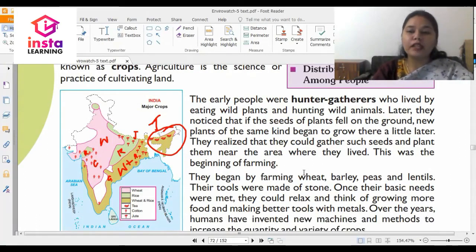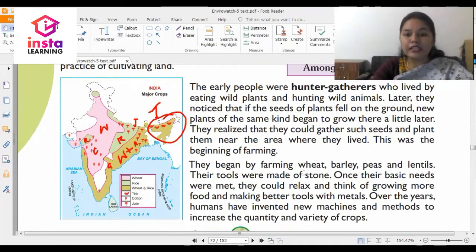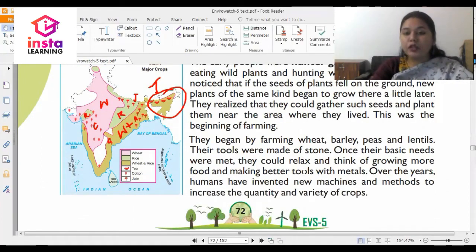So when people saw that when the seeds of a particular plant fell, a few of them started growing by themselves, they picked up those seeds and started planting them near their place of residence, the place where they were residing. And this is how farming started. They began by farming wheat, barley, peas and lentils. So these were the prime four crops that were cultivated. Their tools were made of stone. So earlier tools were not made of iron or copper, they were made of stone.